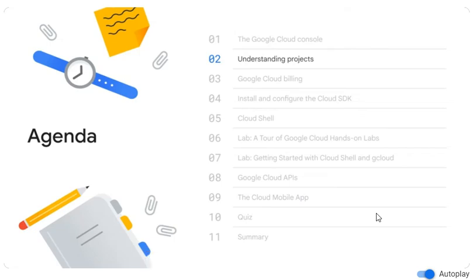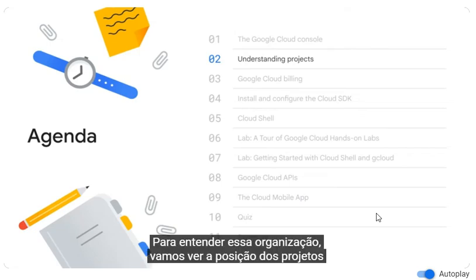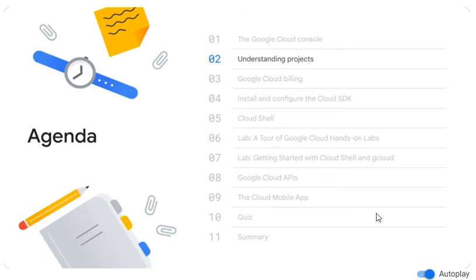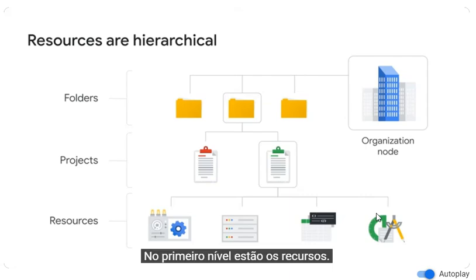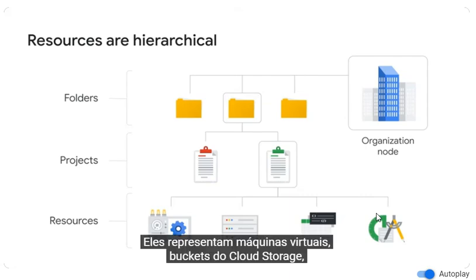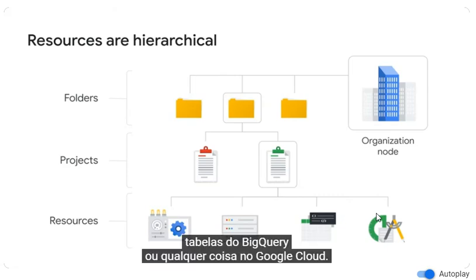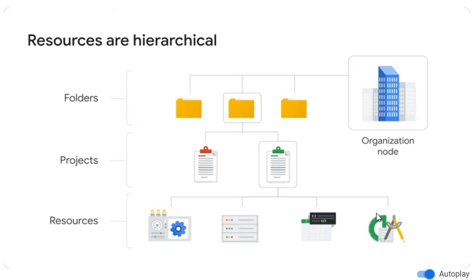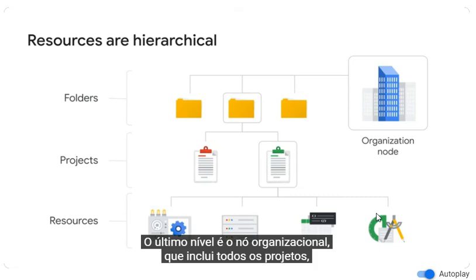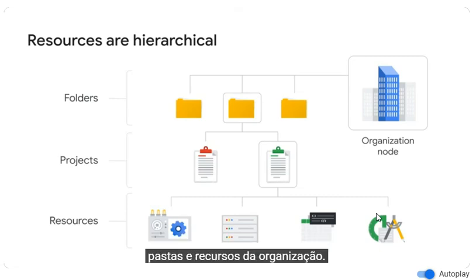Resources are organized in projects. To understand this organization, let's explore where projects fit in the greater Google Cloud resource hierarchy. This hierarchy is made up of 4 levels, and starting from the bottom up, they are resources, projects, folders, and an organization node. At the first level are resources. These represent virtual machines, cloud storage buckets, tables in BigQuery, or anything else in Google Cloud. Resources are organized into projects, which sit on the second level. Projects can be organized into folders or even subfolders. These sit at the third level. And then, at the top level, is an organization node, which encompasses all the projects, folders, and resources in your organization.